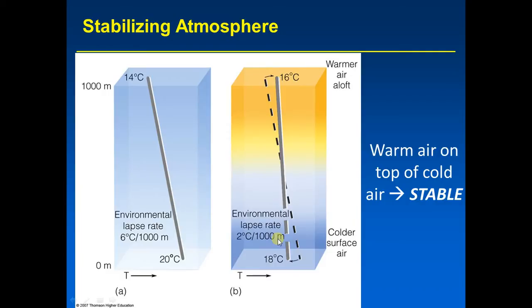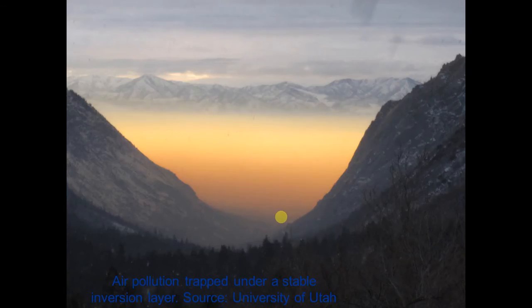Okay? Important rule. As the environmental lapse rate decreases, the atmosphere becomes more stable. Whereas the steeper the environmental lapse rate, the greater the value of the environmental lapse rate, the more unstable the atmosphere is. When the environmental lapse rate becomes negative, do you know what that means? That means there's a temperature inversion. And a temperature inversion represents a very stable atmosphere.